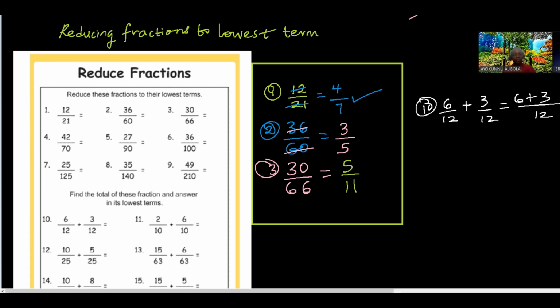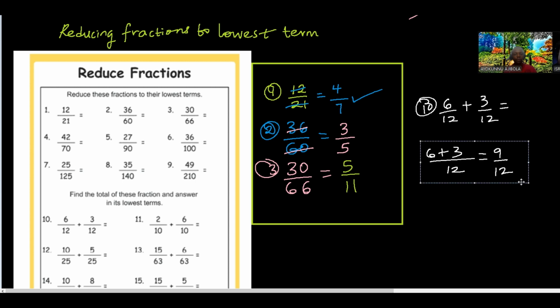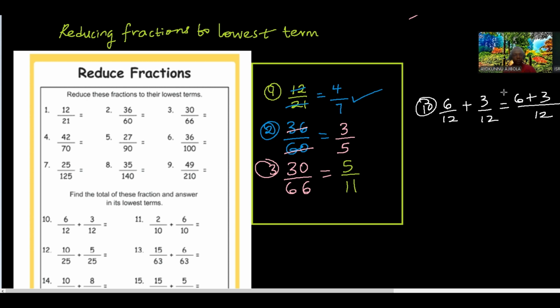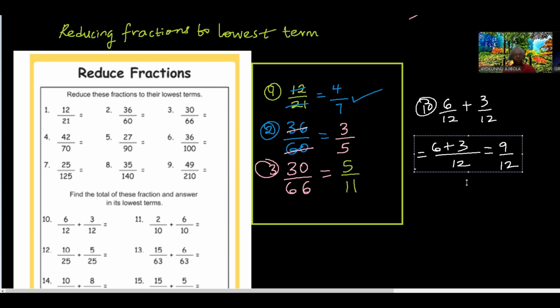common denominators. So this is going to be 9 over 12, okay? This is the 9 over 12. Wait a minute. Let me bring this up again. So this will be 9 over 12. And that's it. Then you read something there that says you should leave your answer in the lowest term, right?